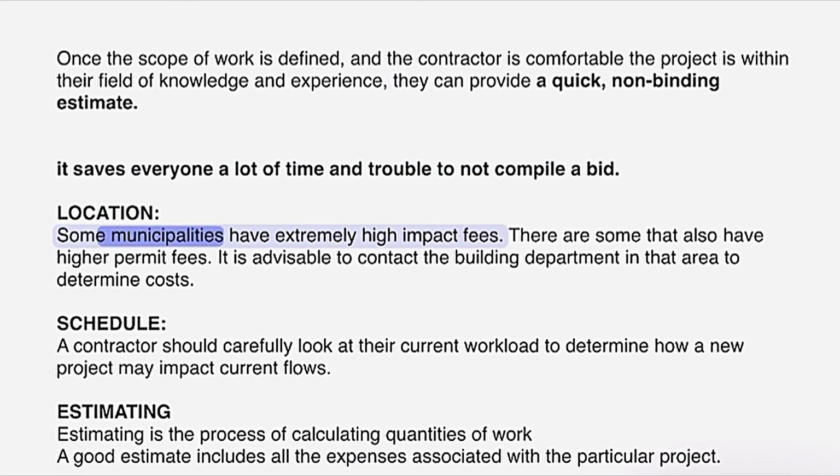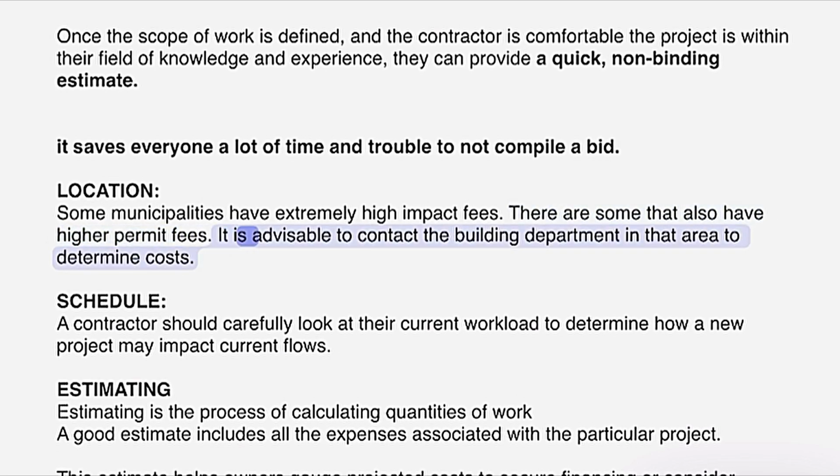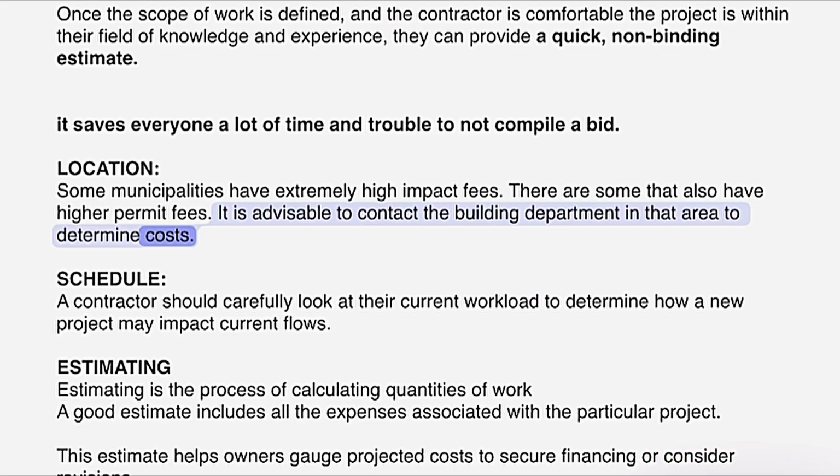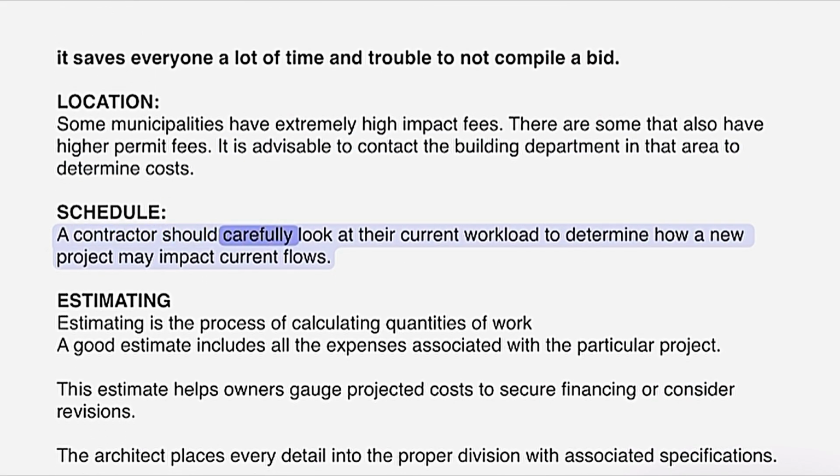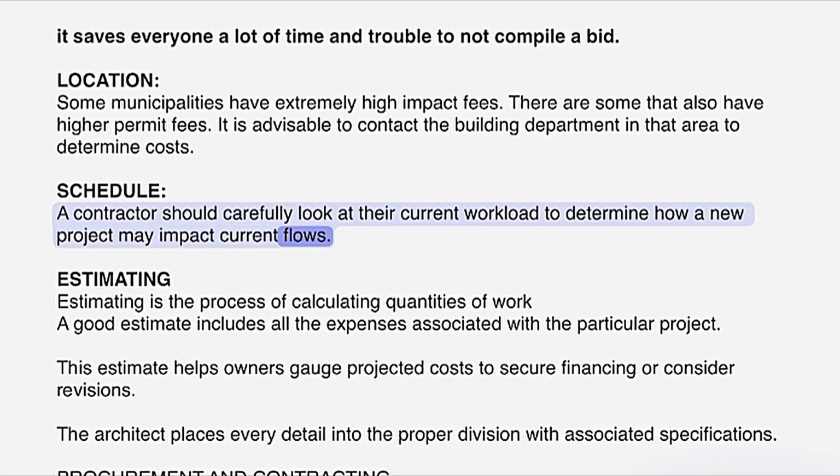Location. Some municipalities have extremely high impact fees. There are some that also have higher permit fees. It is advisable to contact the building department in that area to determine costs. Schedule. A contractor should carefully look at their current workload to determine how a new project may impact current flows.